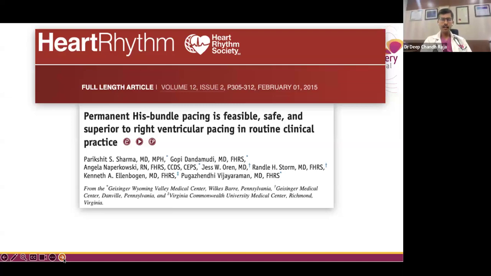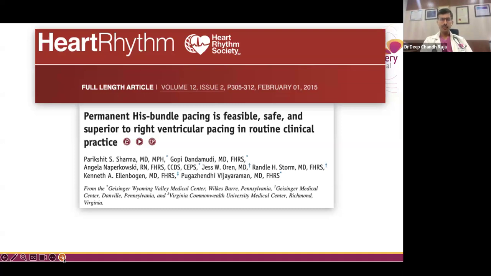So, Ellen Bogan and his group and Dr. Pugal Vijayaraman and his group, they were working a lot on this pacing-induced cardiomyopathy back in the 2000s, the second decade of the century.